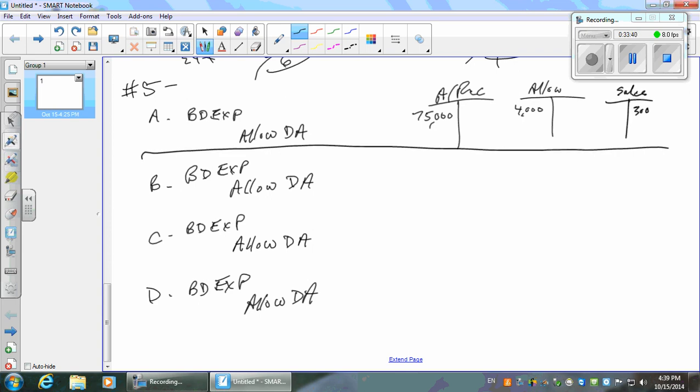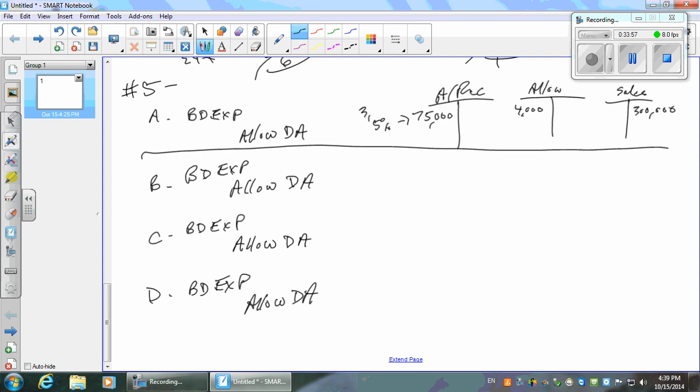300, and that's a credit. Okay, now, what do I want to do? I want to take 5% of the accounts receivable. How much is that? 3,750. What should be 3,750? So 5% of that is 3,750.